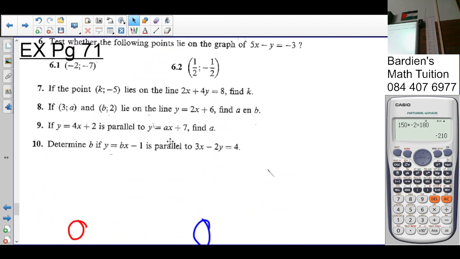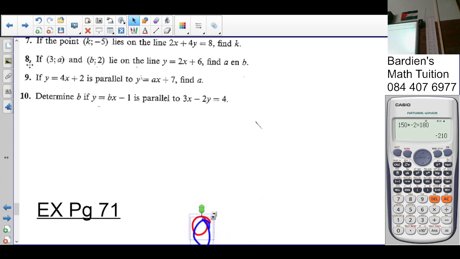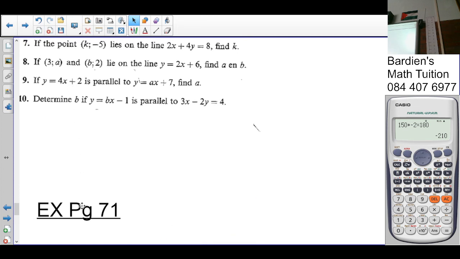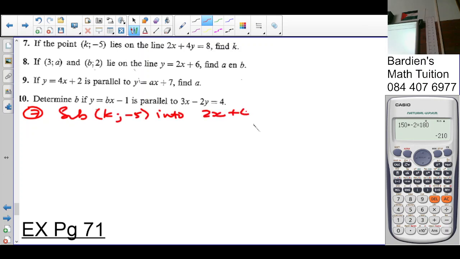Number 7. There are also common questions asked here. It says point K, negative 5 lies on the graph. Now you are told that it does lie on the graph. We mustn't prove it's lying on the graph or test whether it lies. They are telling us it lies on the graph. So what we do is we substitute (k, -5) into the line which it lies on, which is 2x plus 4y equals 8. You don't have to write that down.